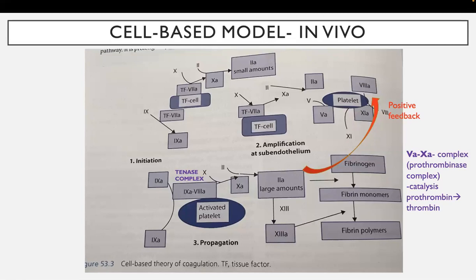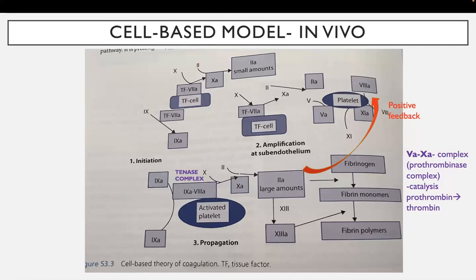Second is the amplification phase, and the third is the propagation phase. You just need to know something about it because you have to know what the TEG is, and the thromboelastogram works on this model. So when you have the initiation phase, you have tissue factor-bearing cells that are outside your vascular wall.